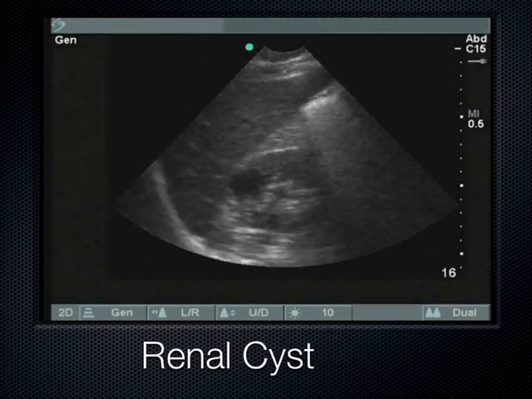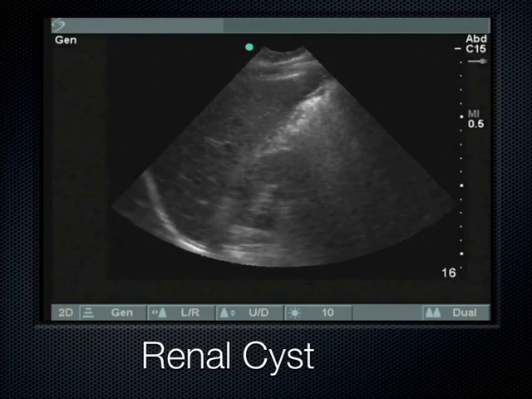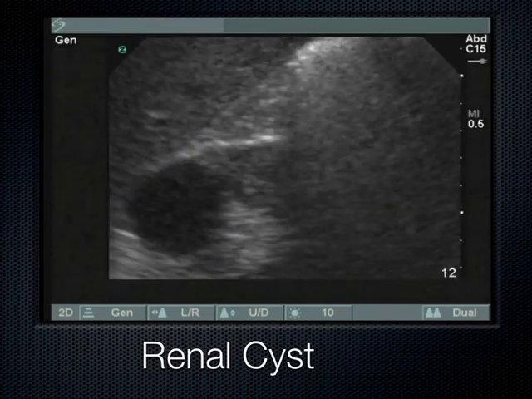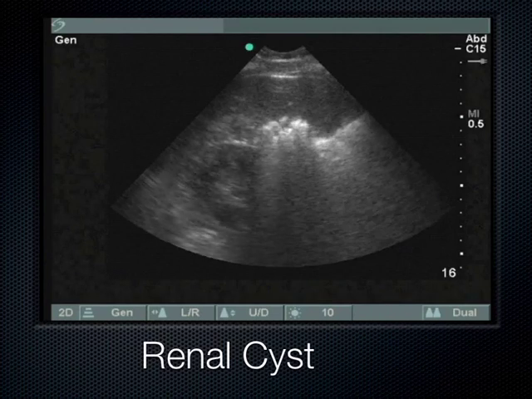This is an example here of a renal cyst. Notice that it's out in the cortex of the kidney. This is the liver. This is the kidney. We're losing the lower pole from all this bowel gas.